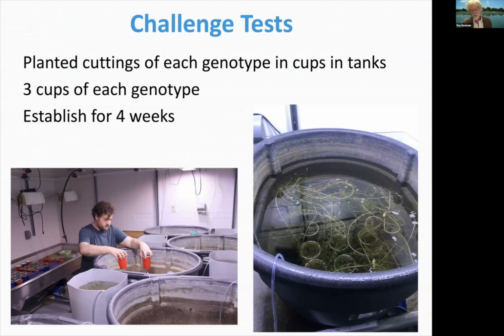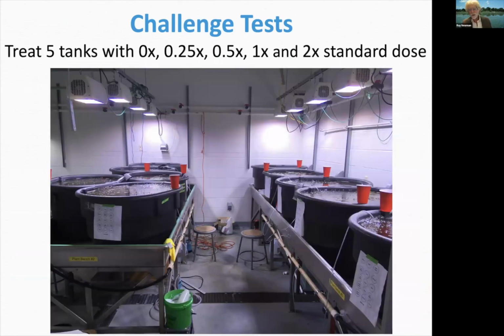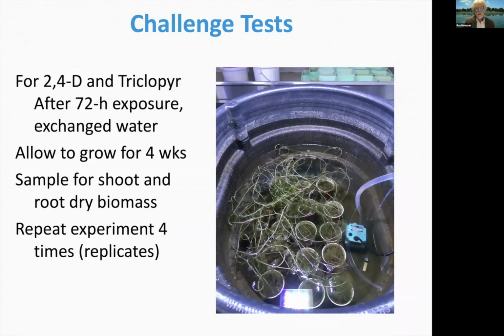We allow them to root and grow and establish for 4 weeks. And then we treat those tanks with different levels of herbicide: no herbicide, a quarter of the standard dose, a half dose, the typical dose in the treatment, and then 2 times the standard dose to look at their response. So for 2,4-D and triclopyr, these are both auxin-mimic herbicides, we exposed them for 72 hours before we exchange the water. So we've got a 72-hour herbicide exposure there at the full dose. And after we change the water, and we've got chemical analyses to back these up, we allowed them to grow for 4 weeks and look at the response of the plant.